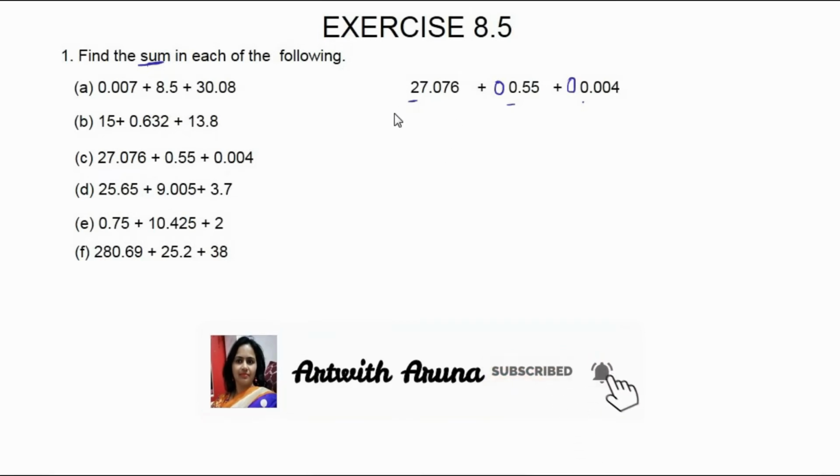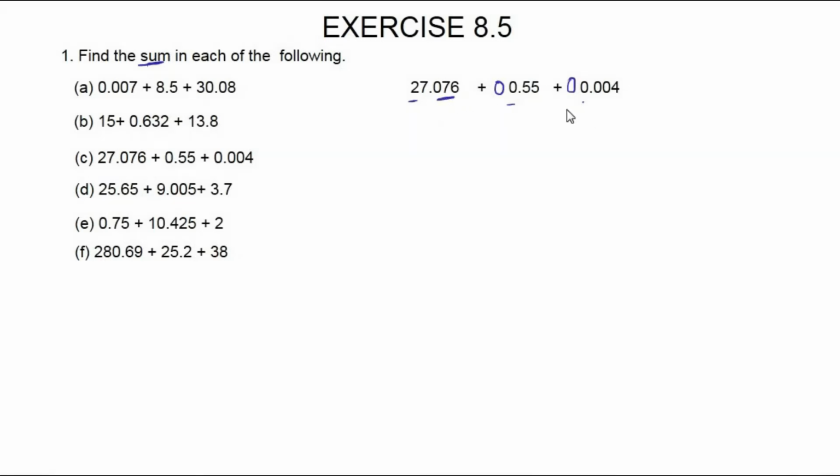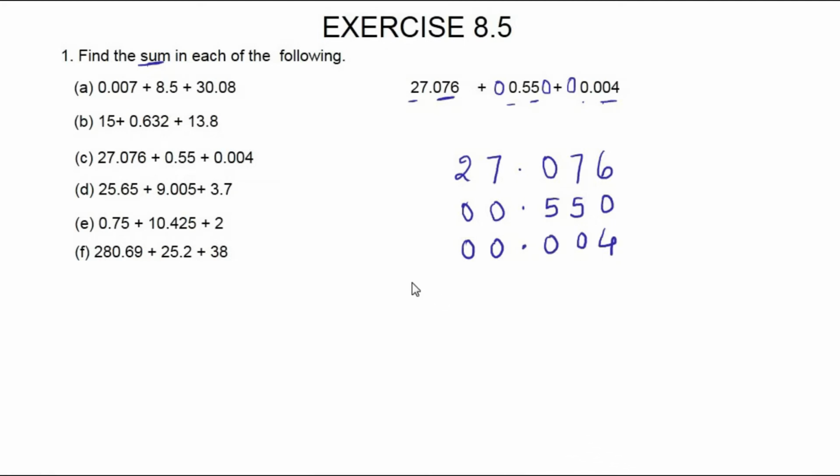Now we have 2 digits before the decimal point, and after the decimal point we have 3 digits here, 2 digits here, and 3 digits here. So these two are okay, but we need to add a 0 here to make 3 digits after the decimal point. Now we need to add the numbers. So here we will write 27.076. Next is 0.550. Next is 0.004. Let's add all these three numbers.